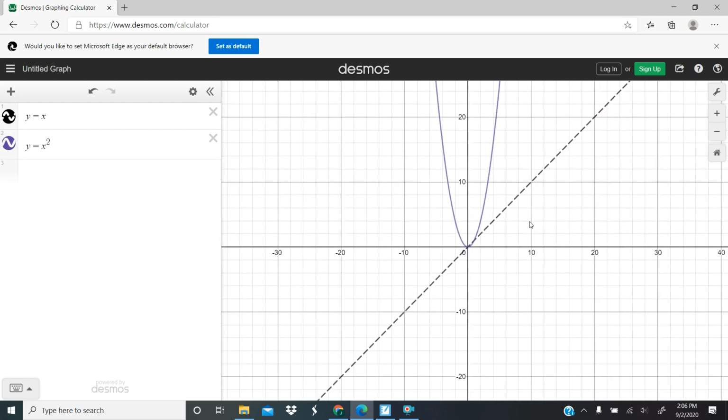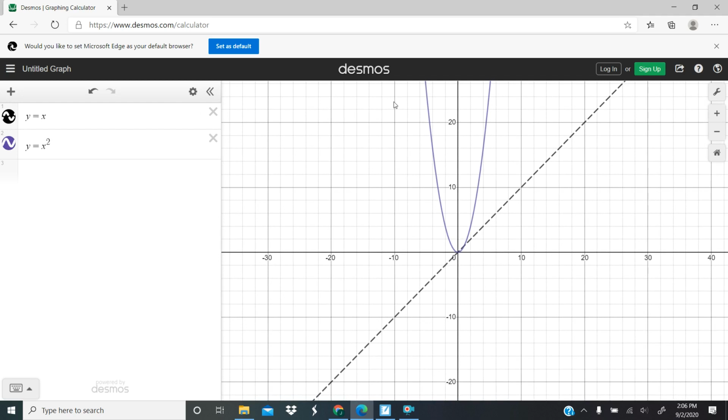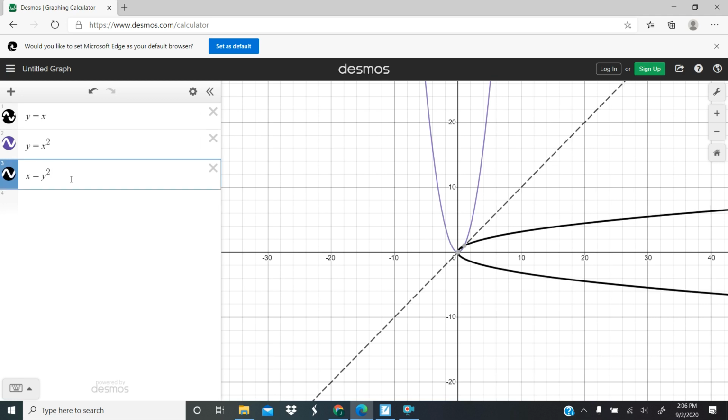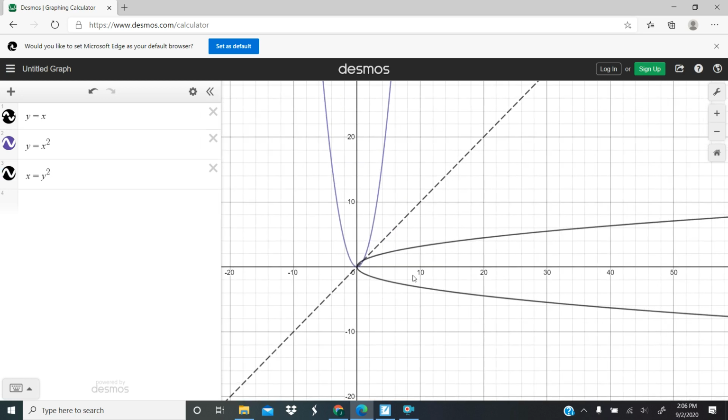So this is what that looks like, this parabola here. Then Desmos does this cool thing where if you want it to do an inverse, you can literally just switch x and y in the equation. So I'm going to do x equals y squared. Now you can look at it, and obviously they're reflected over the x-axis, but this bottom part down here doesn't pass the vertical line test, so that means it's not a function.